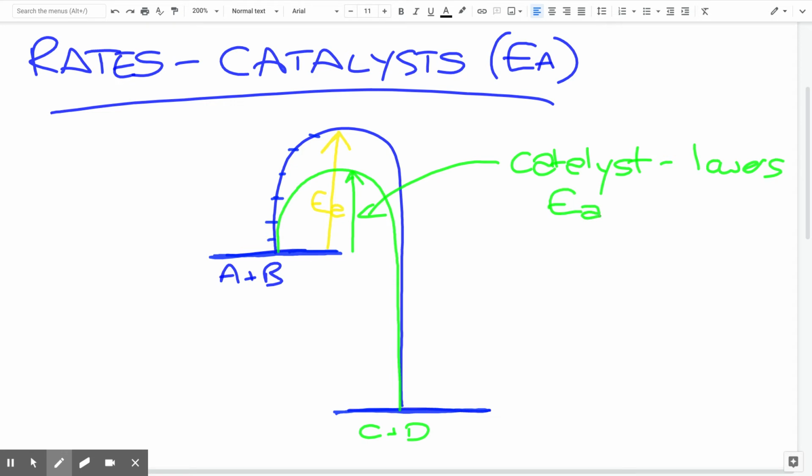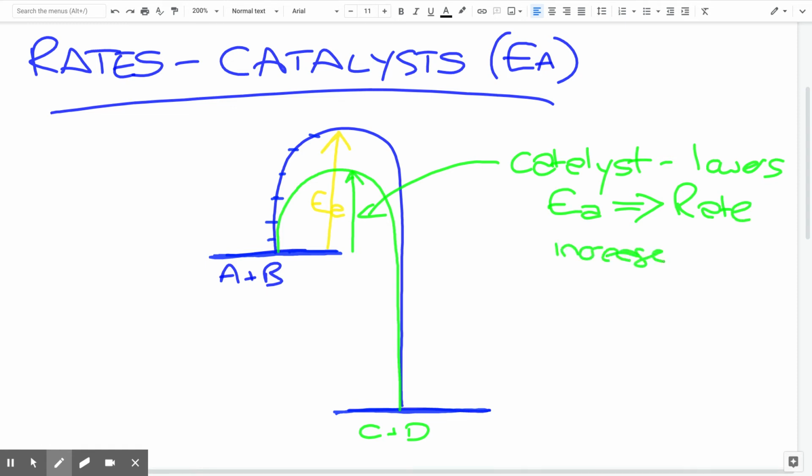It doesn't change the number of collisions, but what it does do is allow the collisions that do occur to not have as high an energy barrier for those collisions to be successful. So if you reduce the energy required that a collision must have, then you can increase the rate of reaction by allowing the activation energy to be lowered. So if that is allowed, the rate will increase.